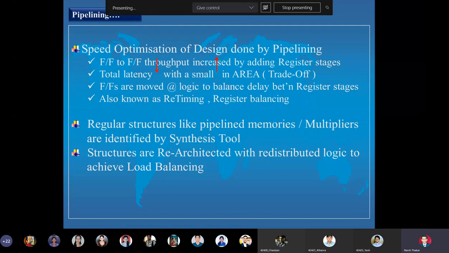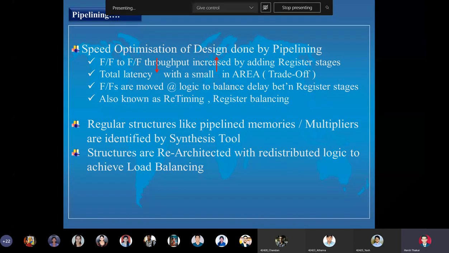Regular structures like pipeline memories or multipliers are identified by the synthesis tool. Okay, so regular structural pipeline memories or multipliers are identified by the synthesis tool. This is all a part of how the synthesis tool ends up giving us an optimized RTL schematic or a technology schematic, which we usually see after successfully synthesizing our VHDL model.